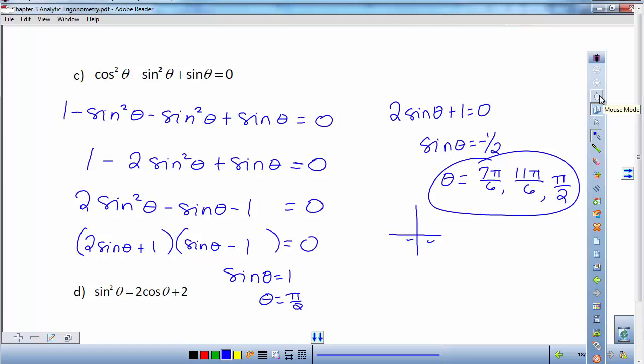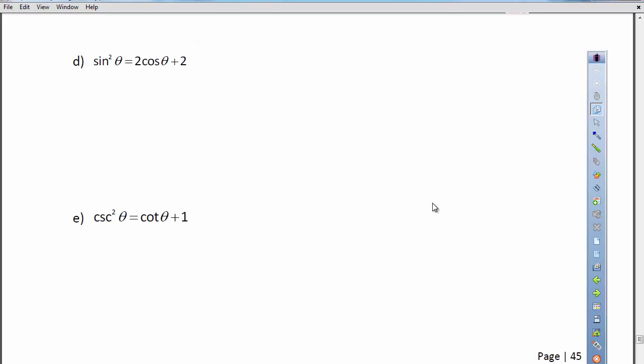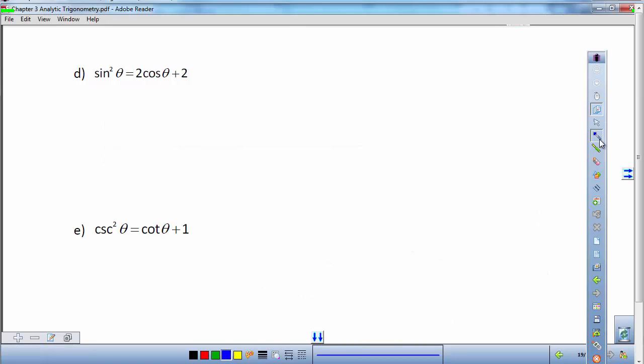What about D? What issue do we have? We had this issue in the last problem. We got sine and cosine. We don't want that, so what should we do first? Yep, change sine squared, and we're going to change it to cosine because that's pretty easy to do, right? Sine squared theta is equal to what? 1 minus cosine squared theta.